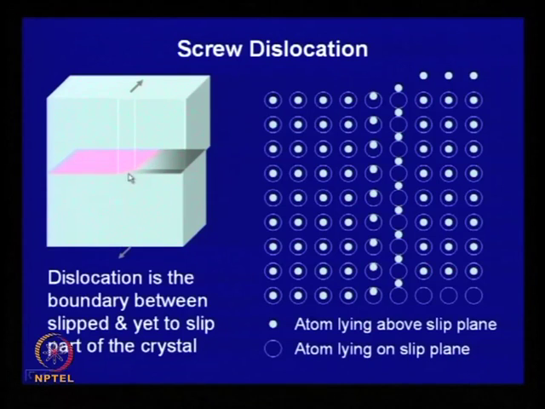So, basically this is the dislocation line, your shear stress is applied along that direction and this dislocation moves perpendicular to the direction of the line. But the Burgers vector, the slip vector, is along this direction. That means the Burgers vector here is parallel to the dislocation line.